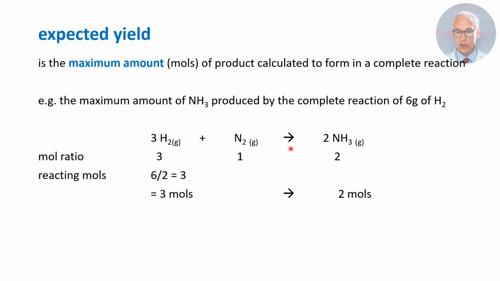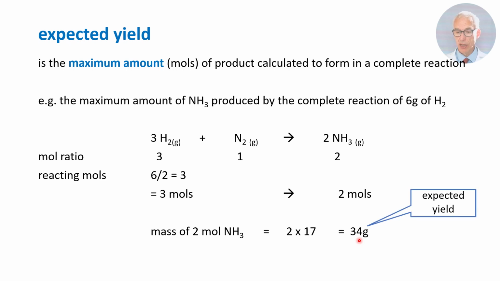3 moles of hydrogen will make 2 moles of ammonia on complete reaction. So the mass of 2 moles of ammonia is 2 times the molar mass of ammonia, 14 and 3 makes 17. So 2 times 17 equals 34 grams. The expected yield on the reaction of 6 grams of hydrogen is 34 grams of ammonia.